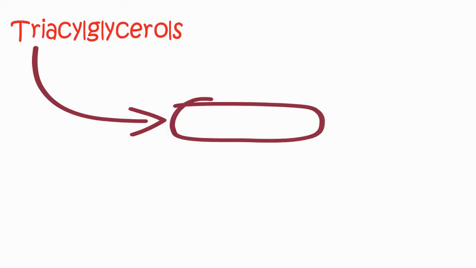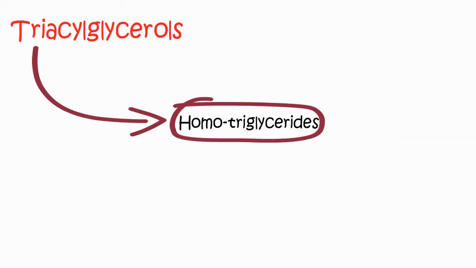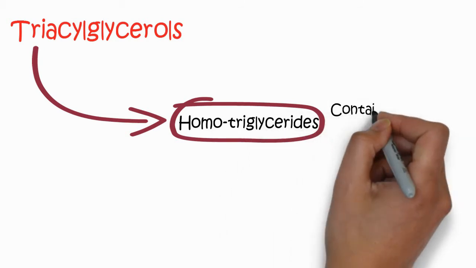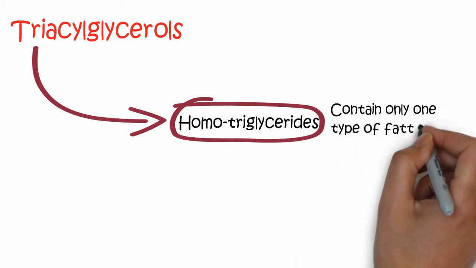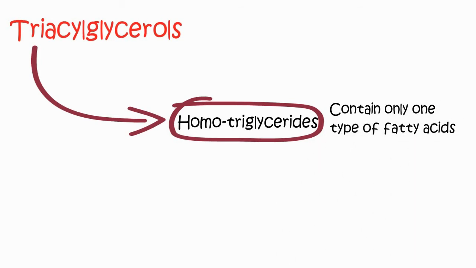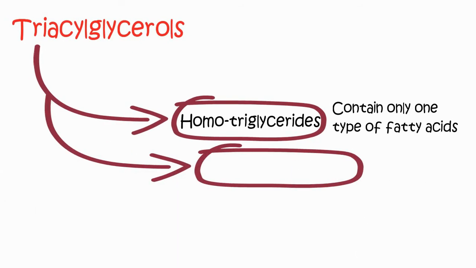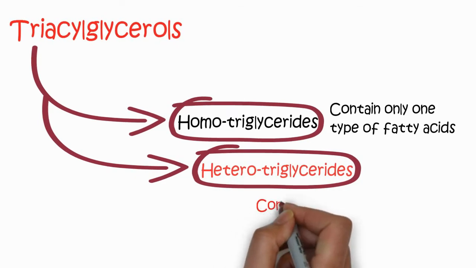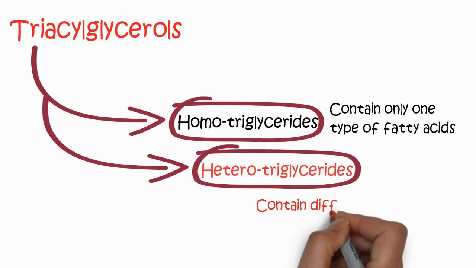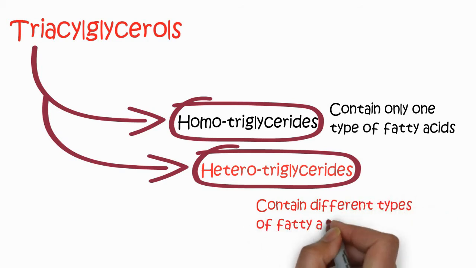Triacylglycerol is classified into 2 main classes. One is known as homotriglycerides, which contain only one type of fatty acid, and the other is heterotriglycerides. Heterotriglycerides contain different types of fatty acids.